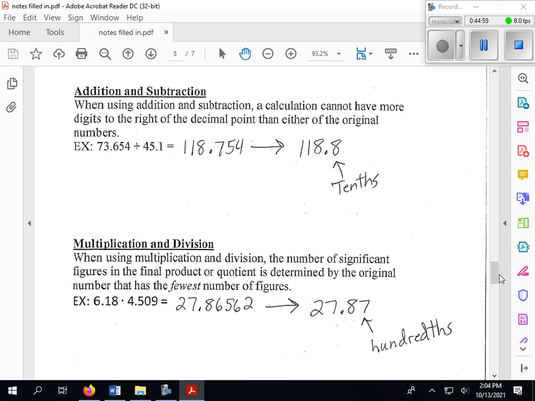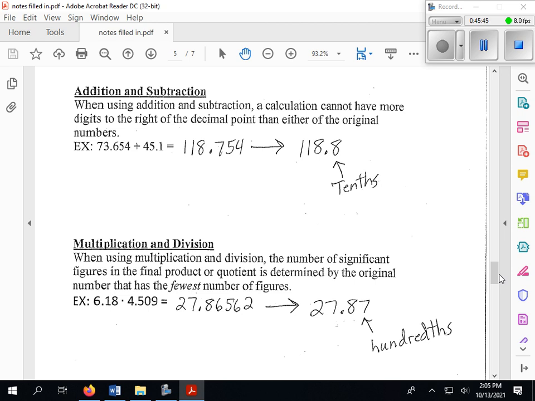Multiplication and division. When using multiplication or division, the number of significant figures in the final product or quotient, so in your answer, is determined by the original number that has the fewest figures. How many significant figures in this first number? 6.18. 3. How many in 4.509? Be careful. It's only got 3, because again, what do they not do with that 0? They don't count, right?